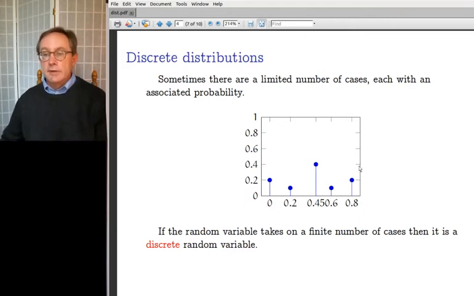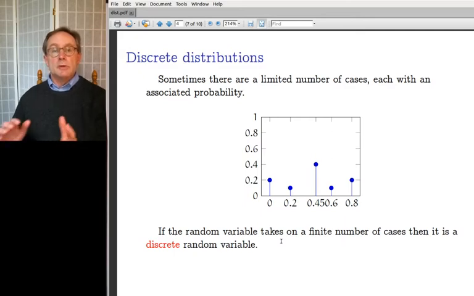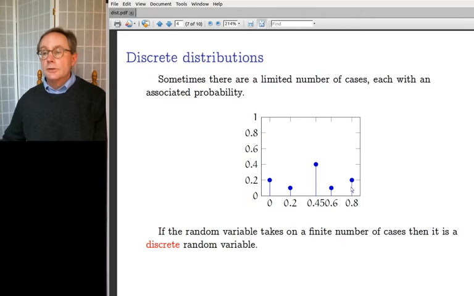And so here I have an example of falling into discrete categories. There happen to be 5 discrete categories. The category called 0 happens 0.2, so 20% of the time. The category 0.2 happens 1 time out of 10, this sort of stuff. If the random variable takes on a finite number of cases, then you call it a discrete random variable, because the possible outcomes fall into discrete chunks. Here, discrete categories, and that's one of the possibilities that can happen.